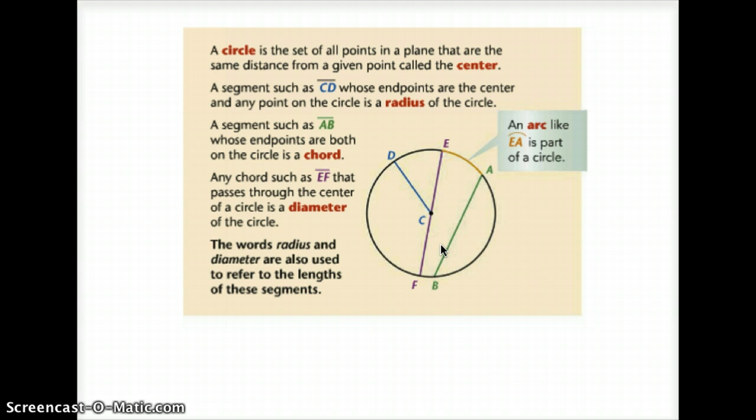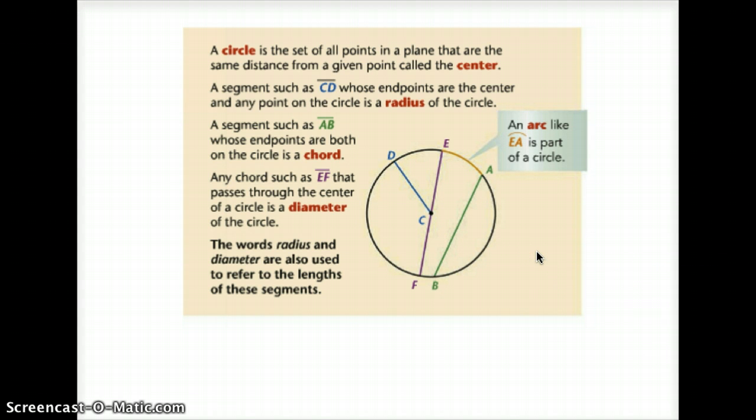All right, next one we're going to talk about is this line segment, EF, and that is actually our diameter. It's a chord, but it runs through the exact center of the circle. And your diameter can be anywhere on your circle, as long as it goes through the center of your circle. So right now, will you draw a diameter on your circle and label it EF? Once you've drawn it, draw an arrow and label it diameter.